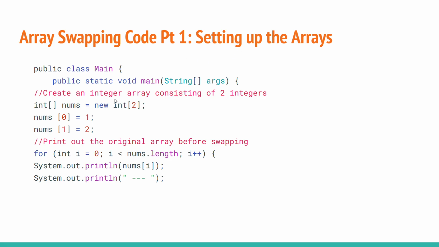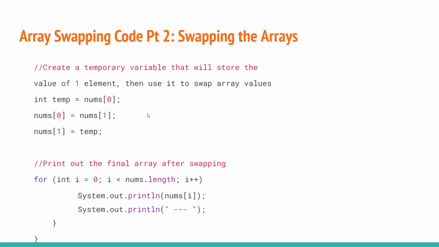So this is what that code might look like. We have our class Main and then our main method, and then we declare nums as our length 2 array with 1 and 2 in it, and then we'll print out the original array. Now, this is the actual swapping code. So first we set our int temp variable to nums[0], and then nums[0] to nums[1], and then we can set nums[1] to our temp variable. And then we'll print out our final array after swapping. If you put that code, you should have, instead of 1 and 2, 2 and 1.